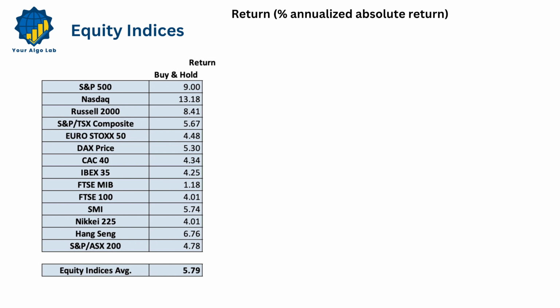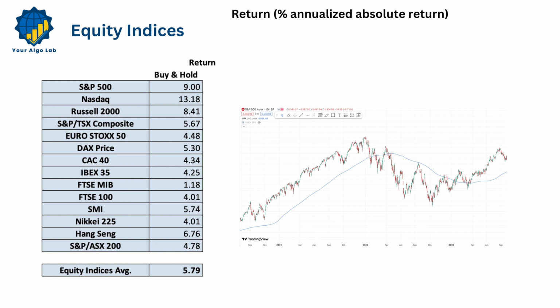Returns are just one facet of an investment. We also need to consider risk. Our preferred measure for this is maximum drawdown, MDD. Maximum drawdown assesses the risk of an investment by representing the maximum observed loss from a peak to a trough in a portfolio before a new peak is achieved.